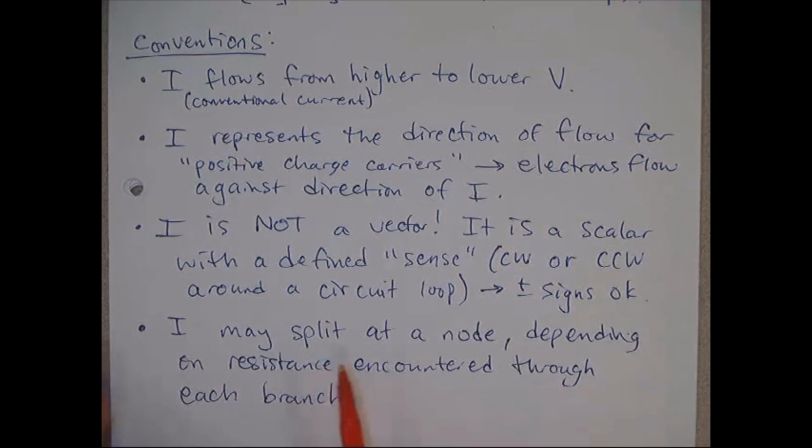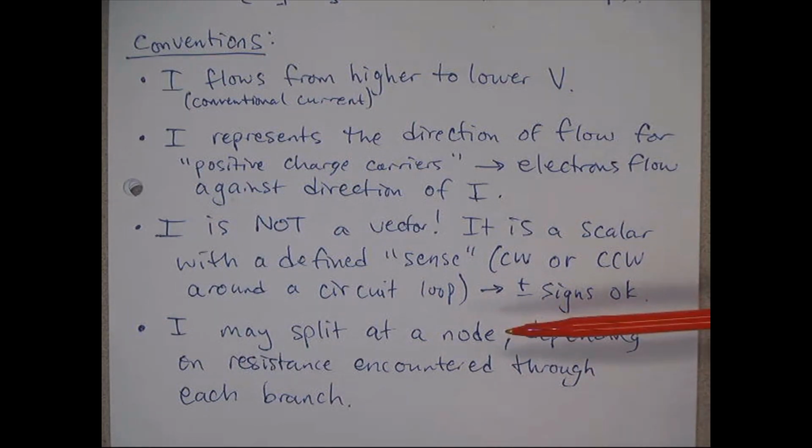Current may split or divide at a node or junction depending on the resistance encountered through each branch. We've defined already nodes and branches in our circuits. Beware again that node means something maybe slightly different than you've seen in an electrical engineering circuits course. Nodes in physics have 3 or more wires at the connection, which allows the current to split.